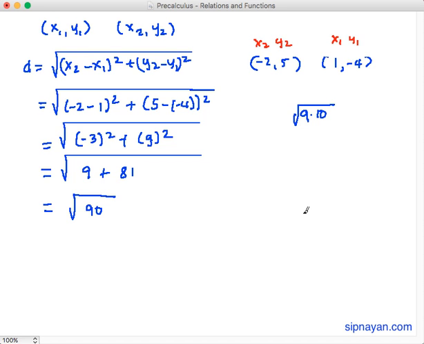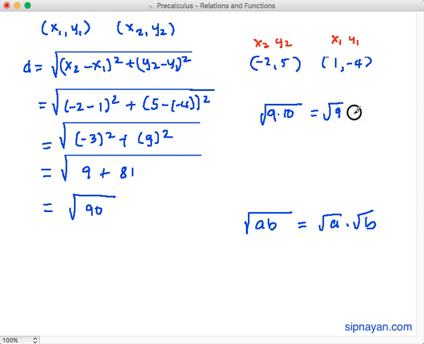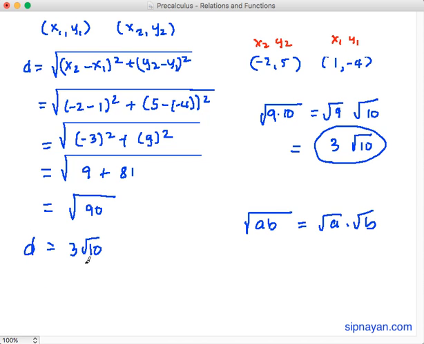Now, if you have studied radicals, you know the property that the square root of AB is equal to the square root of A times the square root of B. That means we can split it. This is our A, this is our B. So, it becomes the square root of 9 times the square root of 10. And we know that the square root of 9 is 3. And of course, the square root of 10, we have no perfect square there. So, this will be our final answer: 3 square root of 10. That's our D.